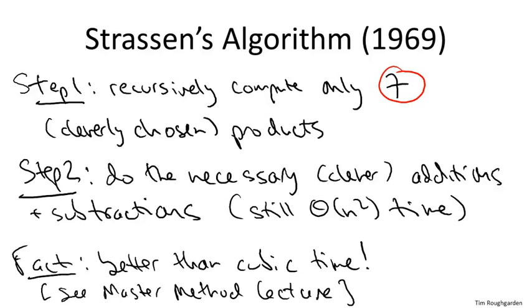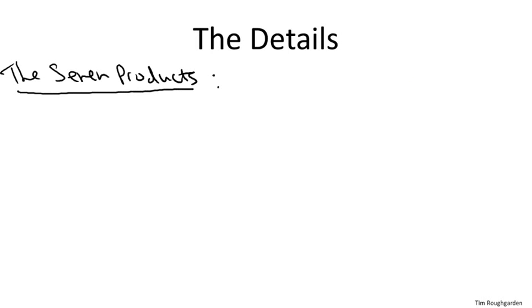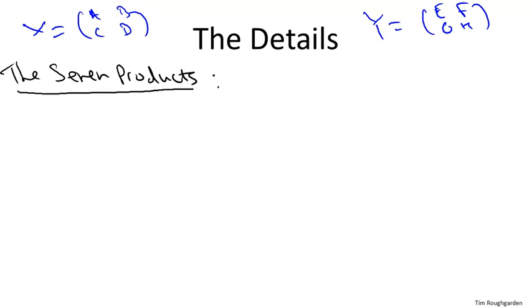So here is Strassen's algorithm in its somewhat gory detail. So let me tell you what the 7 products are that we're going to form. I'm going to label them P1 through P7, and they're all going to be defined in terms of the blocks of the input matrices X and Y. So let me just remind you that we think of X in terms of its blocks, A, B, C, D, and we think of Y in terms of its blocks, E, F, G, H. And remember, A through H are all n over 2 by n over 2 submatrices.